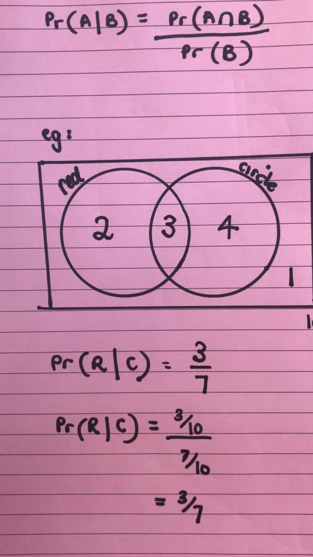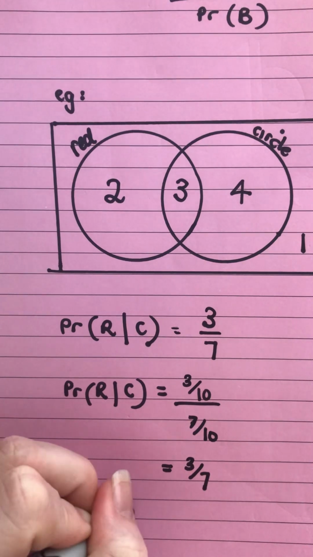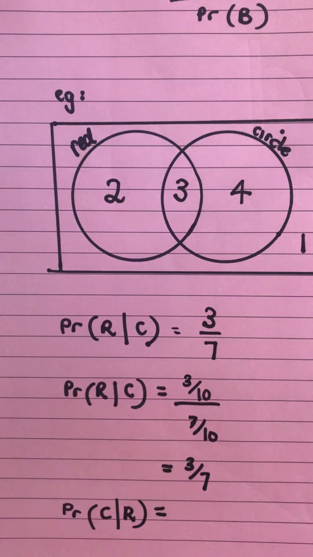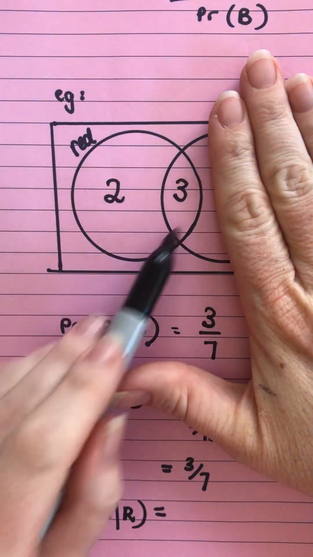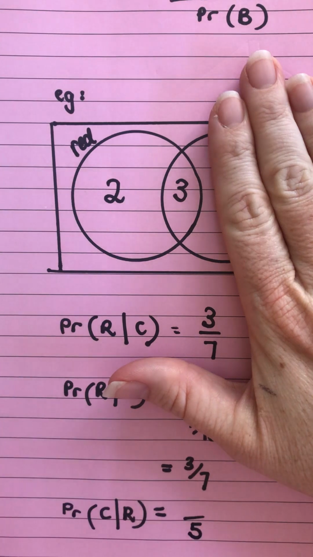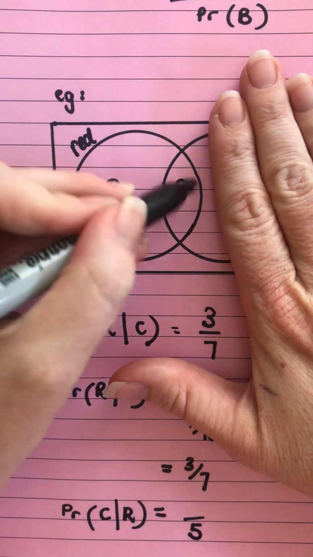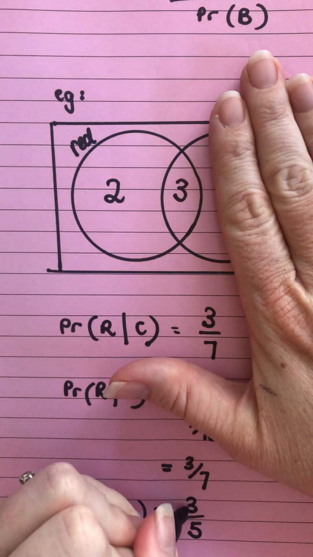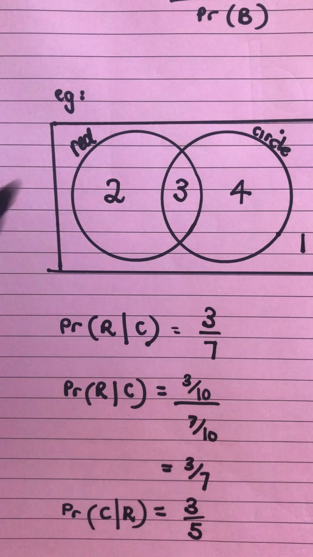If we wanted to go the other way and go the probability of a circle, given that the shape is red, we would then look at the red side of things. So not at the circle, just over here, and we've got 5 altogether. So we know that it's going to be something out of 5. Now out of that 5, how many of them are also circular shape? And that's 3.